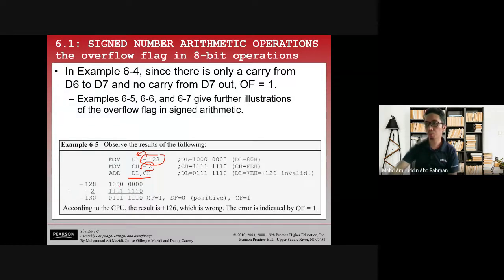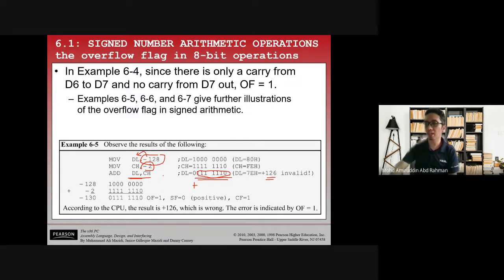So that's why it will give an error, because it will give you a positive number. Because this is a sign bit that is positive, and the rest is considered as the number, which is 126. That should not be the result. You should use a larger register to do this operation. So let's have a look at the results of the operation.